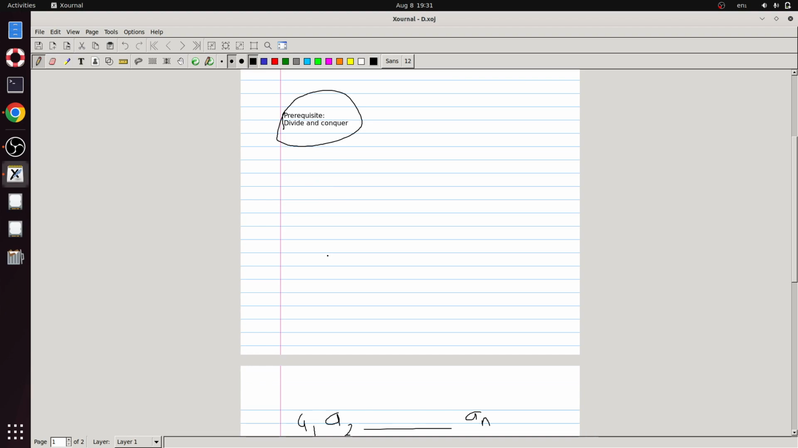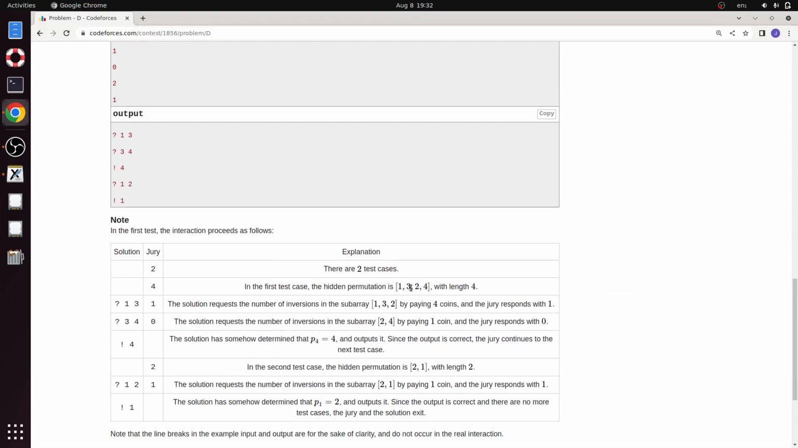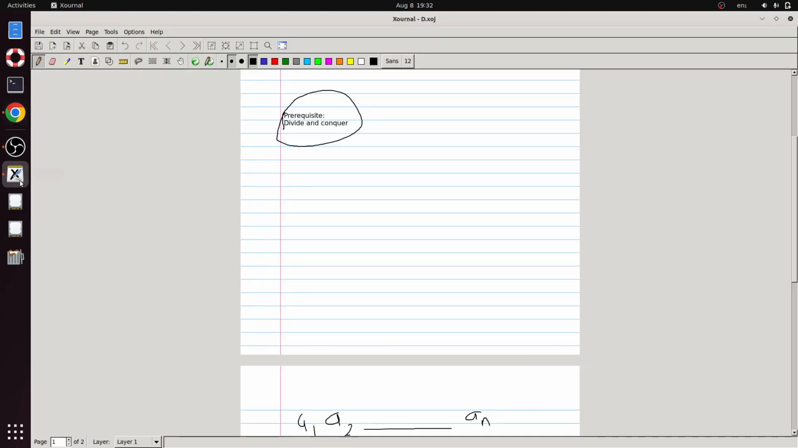So you should know a bit about the divide and conquer technique. Let's start by taking an example, the first permutation, that is 1 3 2 4. Now one thing to notice is that since the P given to us is a permutation, the max element will be n.